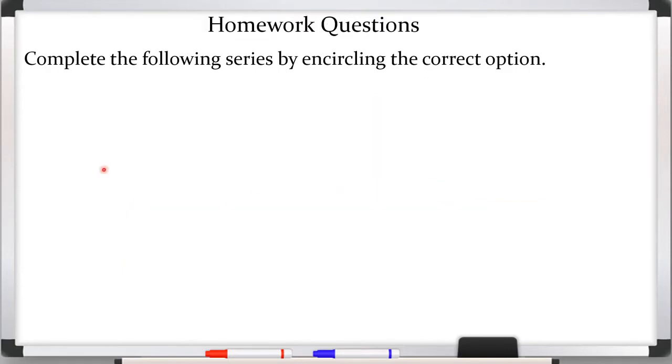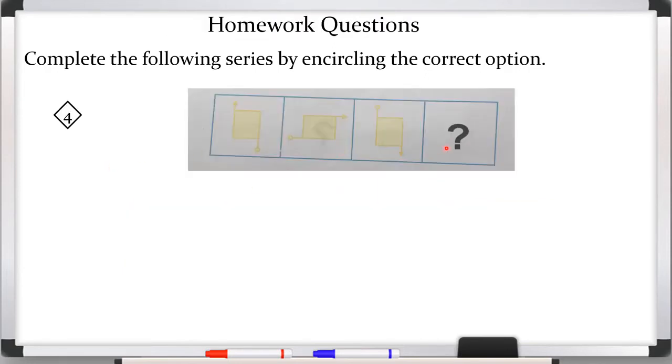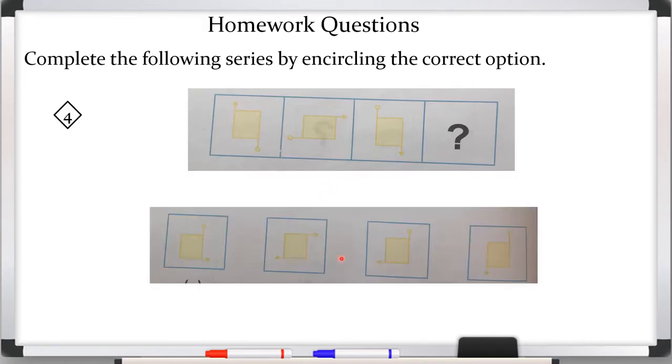Okay, number 4, these series are given and you have to find out. Here you can see one is in standing position, and one is in horizontal position, and one is vertical in position. So you have to find out the correct option from it. Okay, from A, B, C or D.